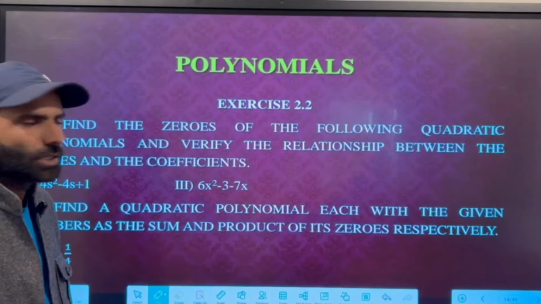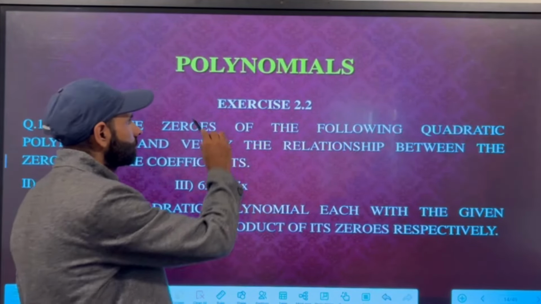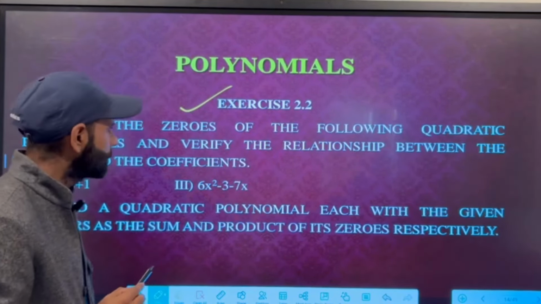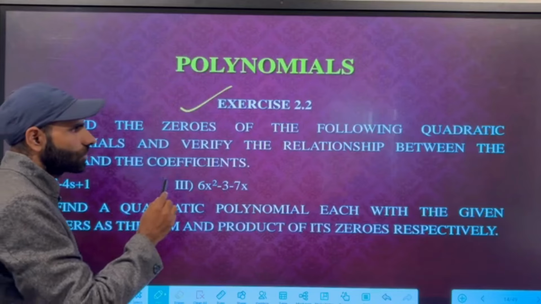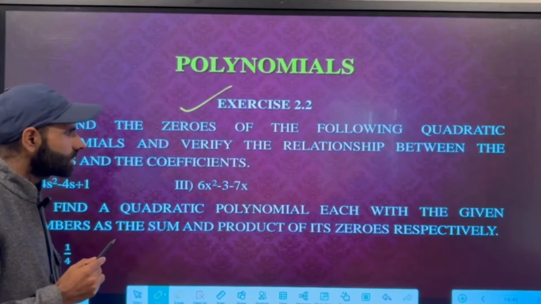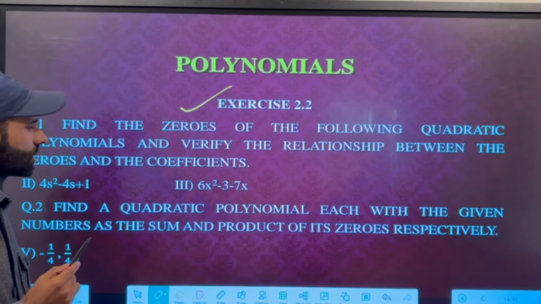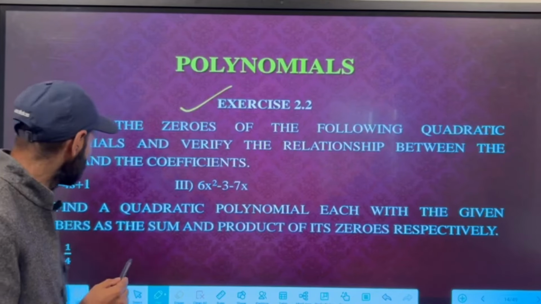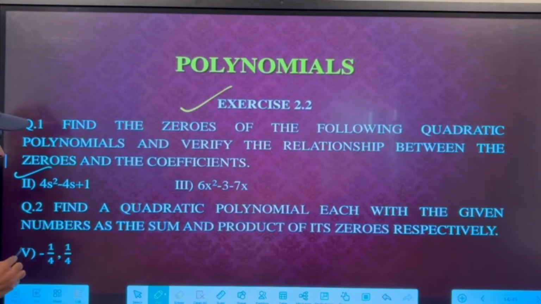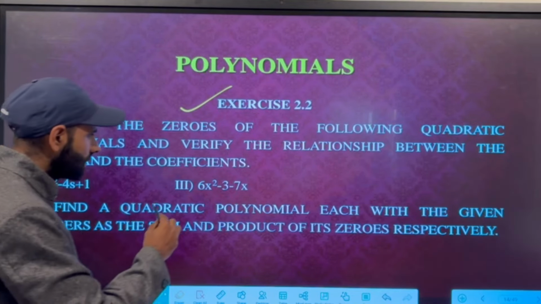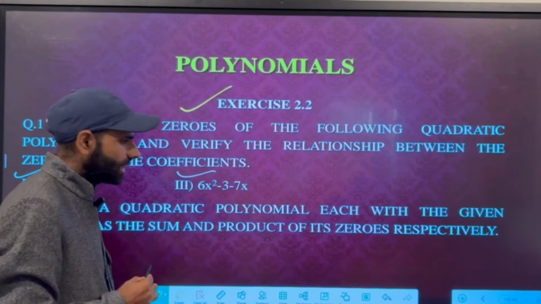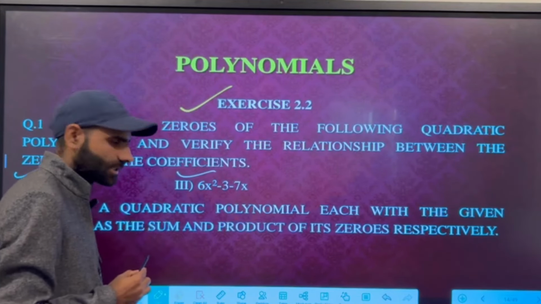Next chapter is polynomials. In polynomials, you will start from exercise 2.2. Find the zeros of the following quadratic polynomials and verify the relationship between zeros and coefficients. Second part is 4s square minus 4s plus 1, and third part is 6x square minus 3 minus 7x.